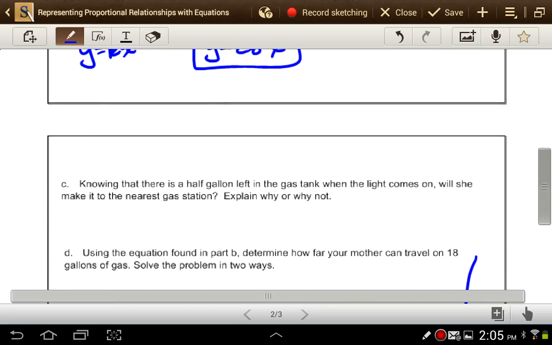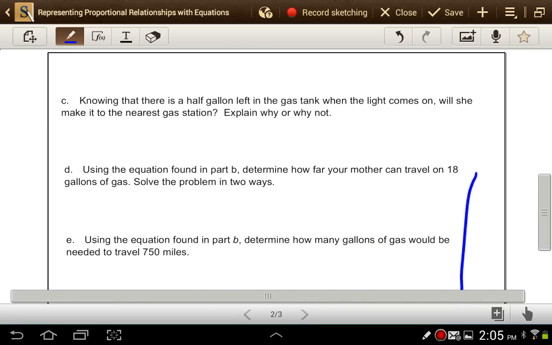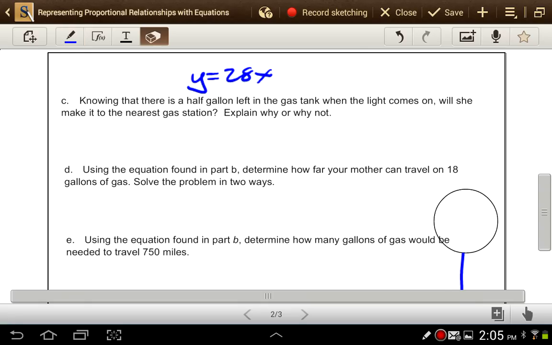All right, here we go. Y equals 28x. That's what we had. I'm going to erase this here, and then I'm going to cross this out because we don't need that. I'm not going to solve it two ways. We're just going to solve it one way. Okay. All right, so we have y equals 28x. There's our equation. So, remember the question is we have a half a tank of gas. Can we make it to the next gas station?